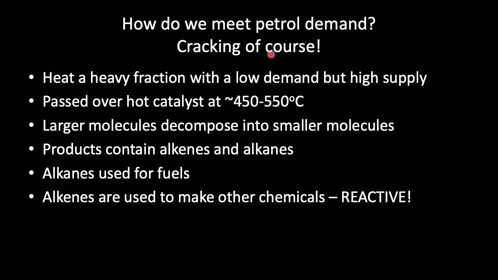We crack a heavy fraction such as bitumen or fuel oil that has a low demand but a high supply. We pass that fraction over a hot catalyst which is at between 450 and 550 degrees C. Those large molecules break down, they decompose into smaller ones to produce a product that contains alkenes and alkanes. The alkanes are used for fuels and the alkenes are used to make plastics, to make all sorts of other products, and they're very, very reactive species.